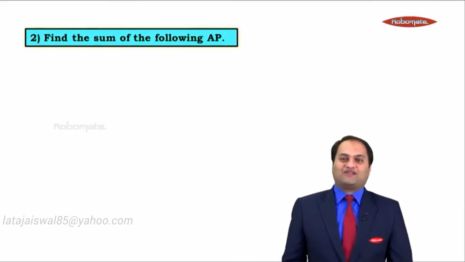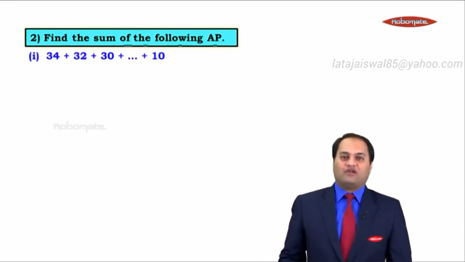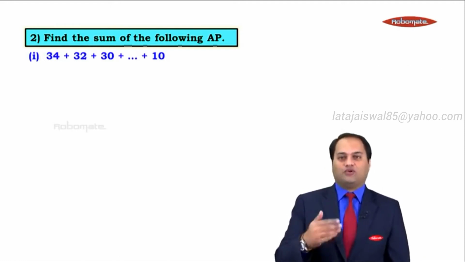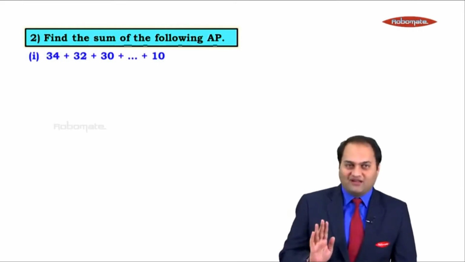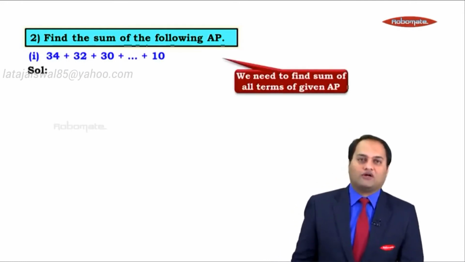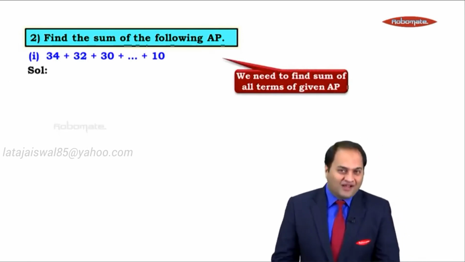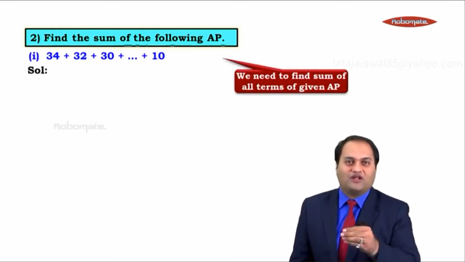The next sum is sum number 2. Find the sum of the following AP, and it is given as 34 plus 32 plus 30 plus so on up to plus 10. Because there is a plus sign, it is very clear that we are supposed to find the sum of all the terms given in the AP. Now you all can see the AP is already given to us. 34, 32, 30 and so on up to 10.